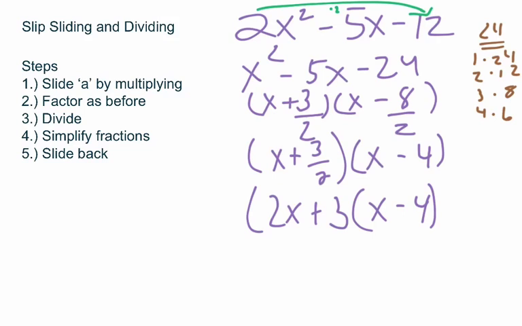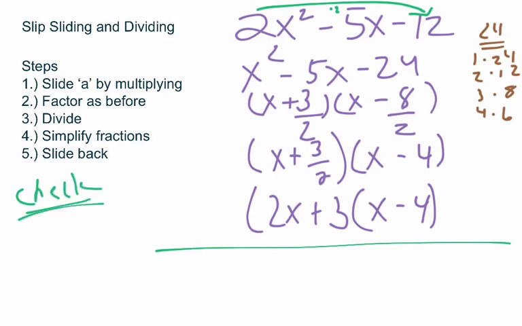Now, incidentally, if you wanted to check your answers, your check would go off to the side somewhere. Don't run your check into the work of the problem. This is the end when you get to the factors. If you wanted to check it, you would distribute or FOIL. So let's take a look at that.